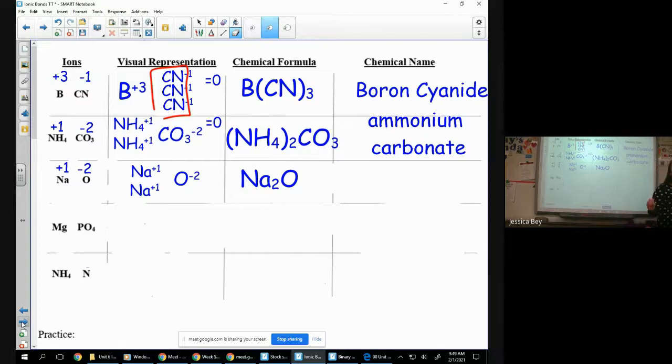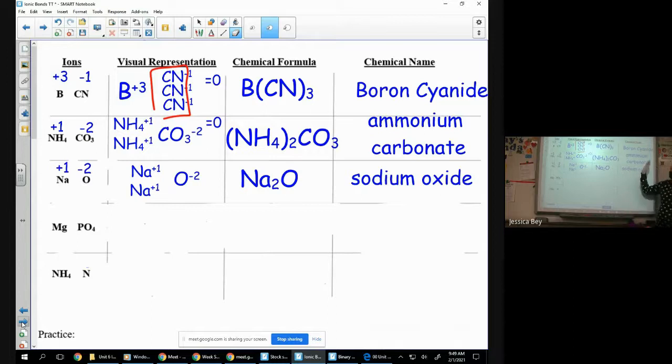Now, when we're naming this, sodium, what do you think the name of the second thing is? Oxide. Very good. Because now we're back off the periodic table. And when it's off the periodic table, it has an IDE ending. Are you with me? So they're going to have both polyatomic and binary on your quiz on Friday.